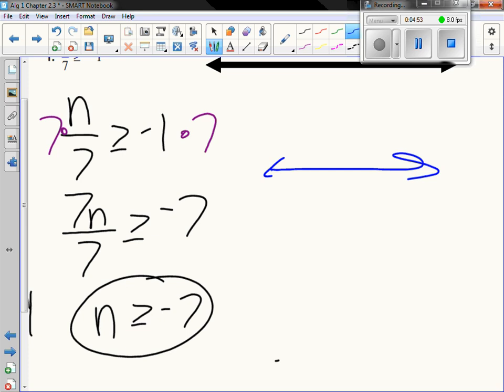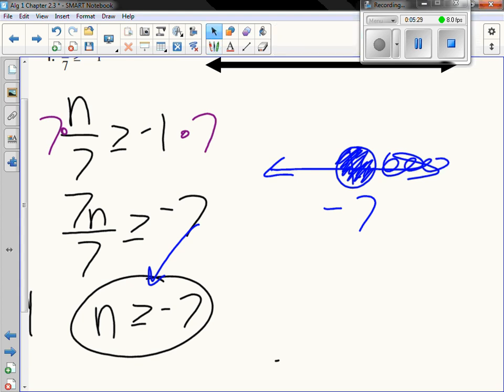I'll just bring the line down here. Now at negative 7, are we going to have an open circle or a closed circle? We look back at this here, and because it's equal to, it will be closed. Now do we shade to the left or to the right? Do we all agree, shade to the right? We would shade to the right because n is greater than or equal to negative 7.